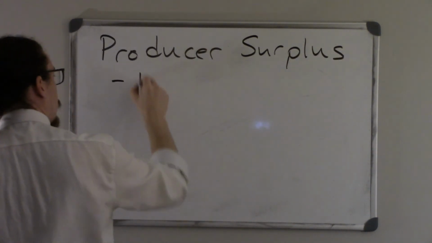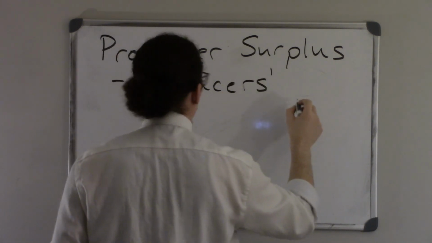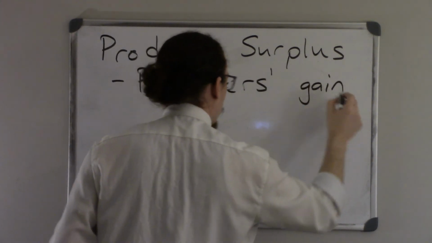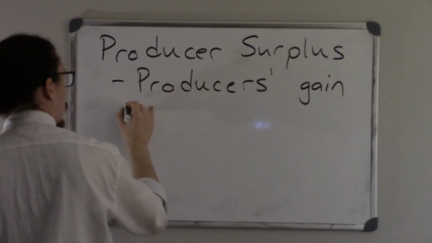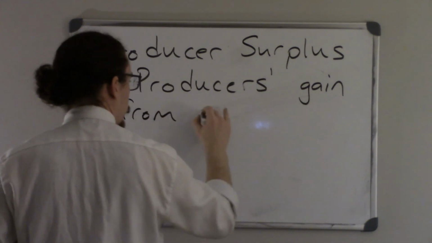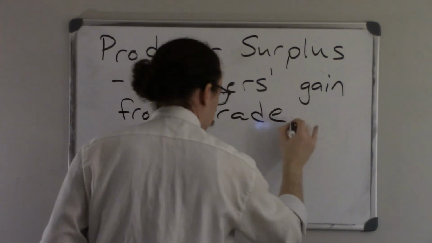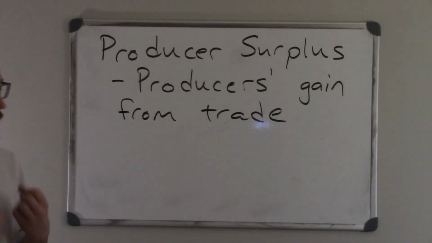All right, conceptually very similar. You probably write this definition down yourselves without me even having to do it. The producer surplus is producers' gain from trade. All right, so again, a lot of the same concepts that we talked about with our consumers are true for our producers as well.